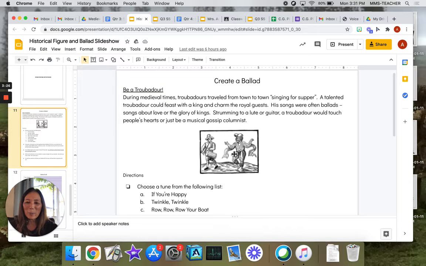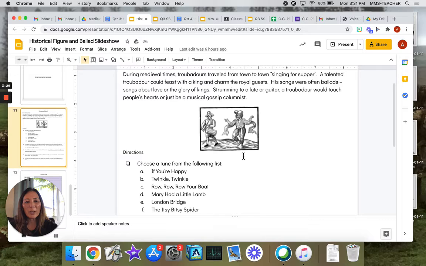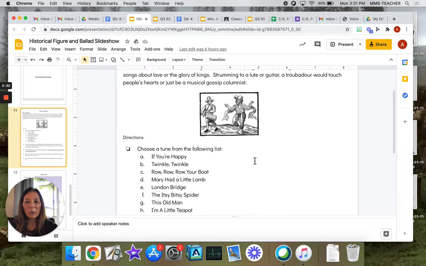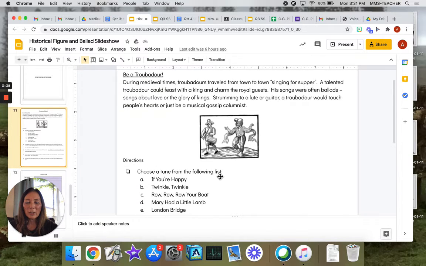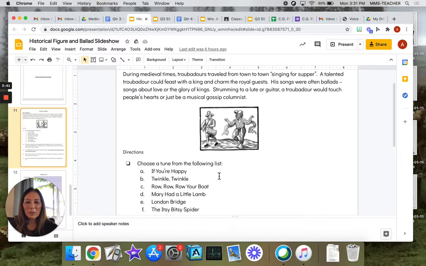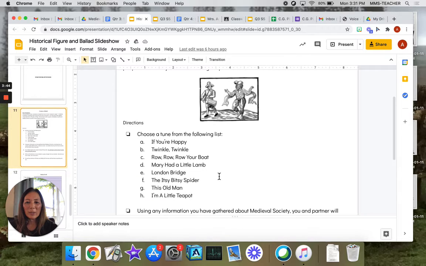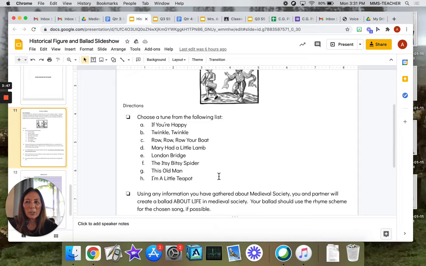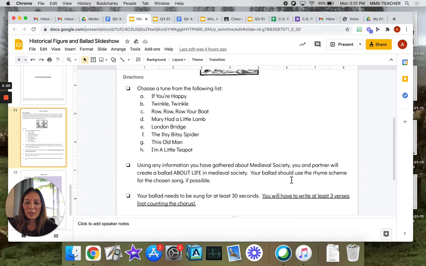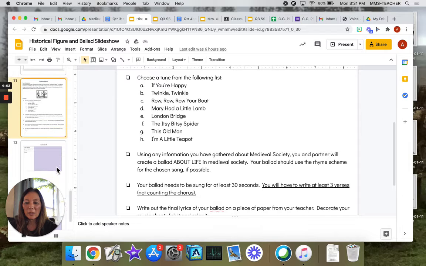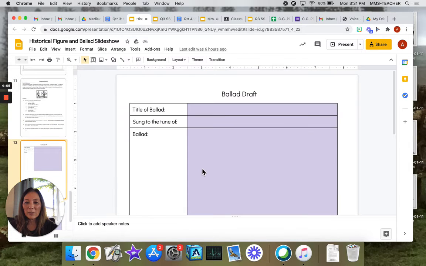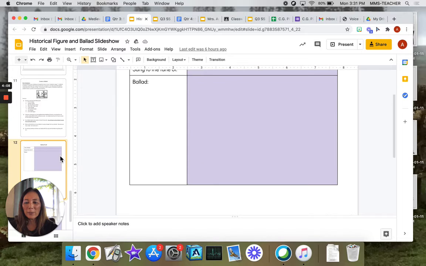This is your ballad. For your ballad, you're going to be able to work with a partner, or you can work alone if you want. I would recommend working with a partner, but you're going to write a ballad about the medieval time, and you're going to sing it to one of these tunes. All of these are nursery rhyme songs that most people are familiar with. Okay, and then you're going to write your draft of your ballad here.